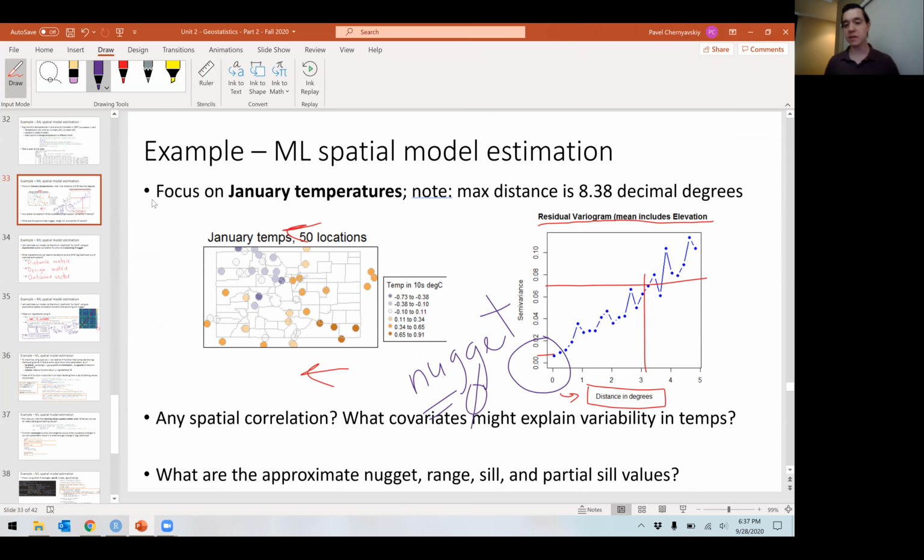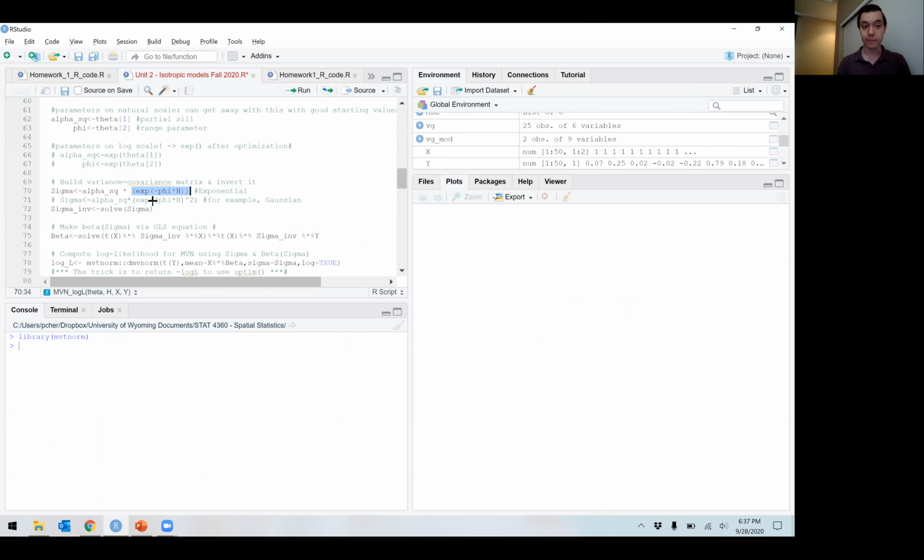The nugget really could be 0. So that's not a particularly crazy assumption to me. In general, don't assume the nugget is 0. But for this particular exercise, that's okay. On line 75, I'm applying the GLS equation.